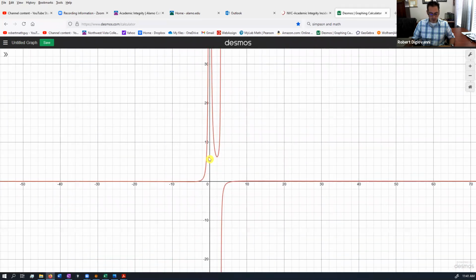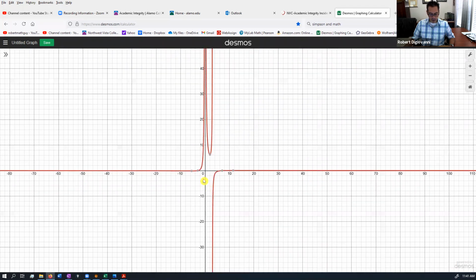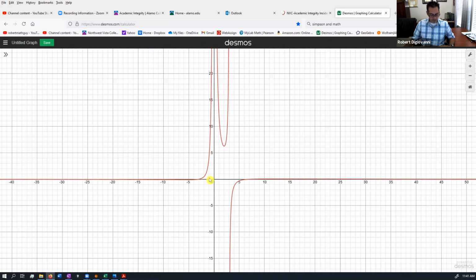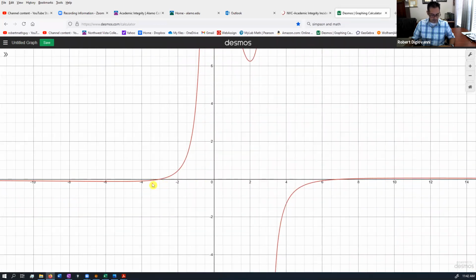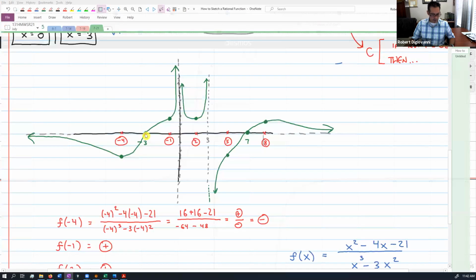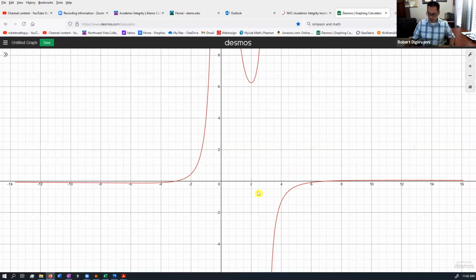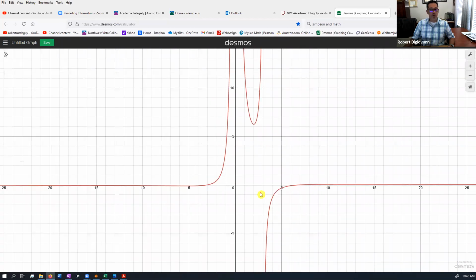So it's hard to tell from this picture what's going on. But from our picture, we can really see that at -3, it's below the x-axis. And it flattens out and then it goes up. There's the U, and then it does the same thing over here. Yeah, we're good.